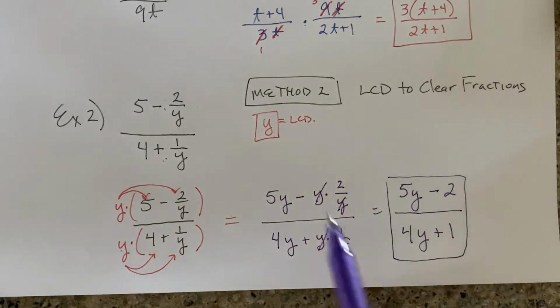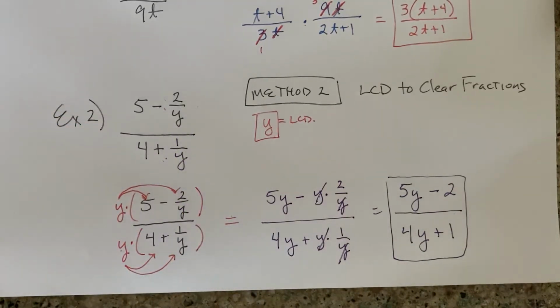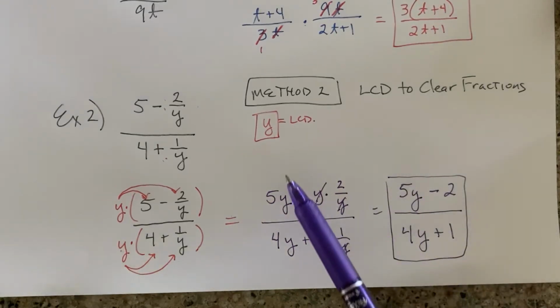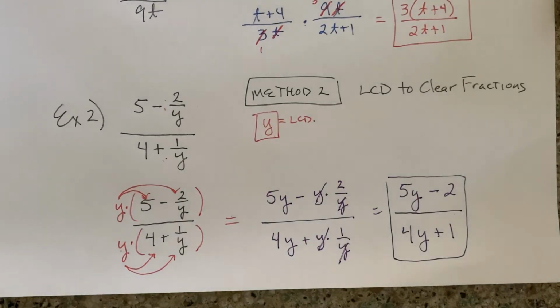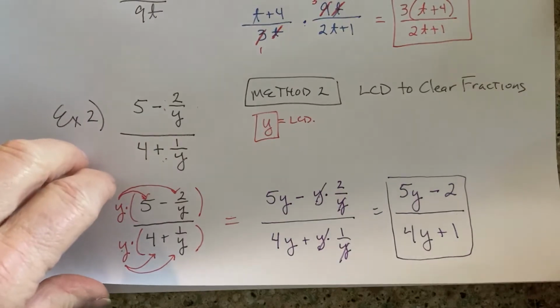Okay, so again, method 2, if you have more than one term in either place, you want to do method 2. Clear the fractions by multiplying through by the LCD. All right, let's look at a couple other examples.